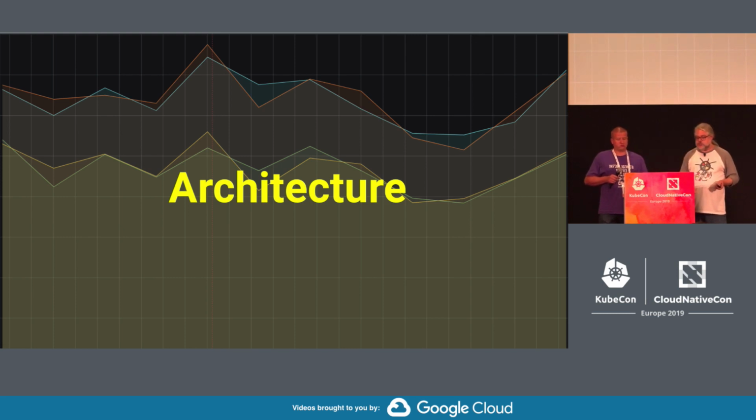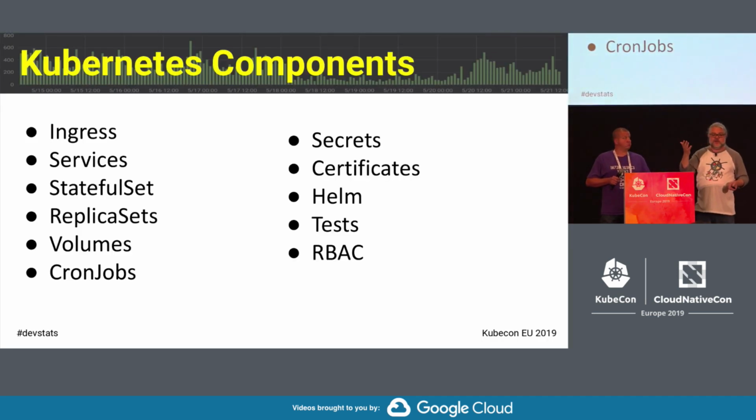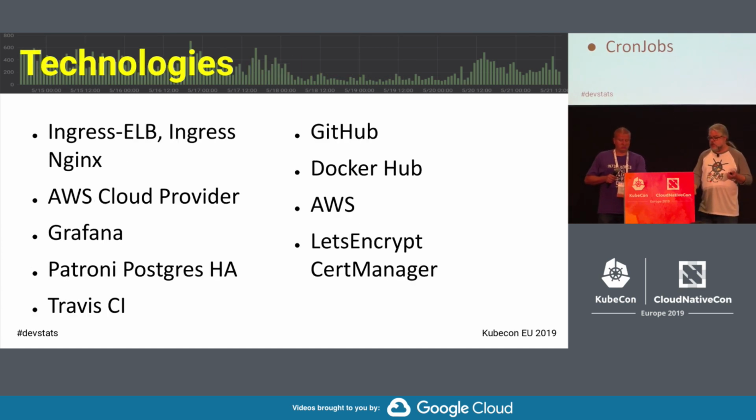Because we wanted to show you this example app, let's talk a little bit about what we have in there. Like I said, we wanted to give examples of most of the things that you would need for a production Kubernetes application, because we actually need most of these things. So that includes ingress for access to things, multiple services, a stateful set, a replica set, actually multiple replica sets in a production deployment, volumes, cron jobs, secrets, SSL certificates, Helm, which is what we use for deployment, RBAC for setting some special permissions, and also tests for the whole platform.